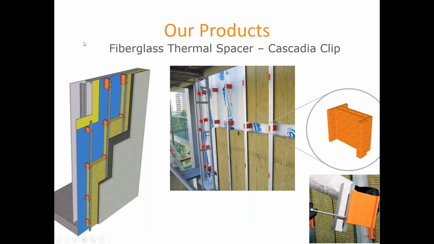And of course, last but not least, the fiberglass thermal spacer known as the Cascadia clip, which you saw in many of the earlier slides when we were talking about opaque walls. If you have an opaque wall and you have an exterior insulated cladding support system, this Cascadia clip will combine the structural efficiency and the energy efficiency to make possible the lowest dollars per R value wall that you can build in terms of the cladding support assembly.